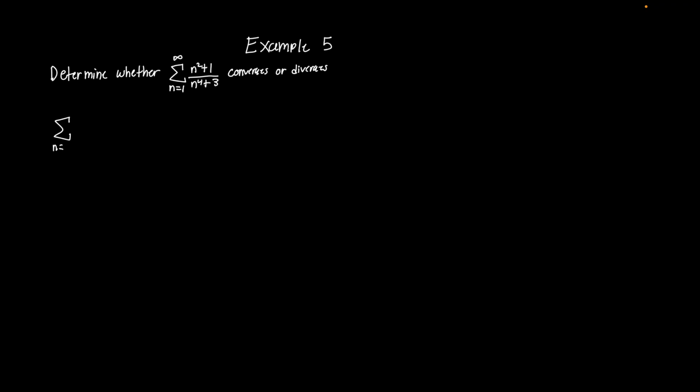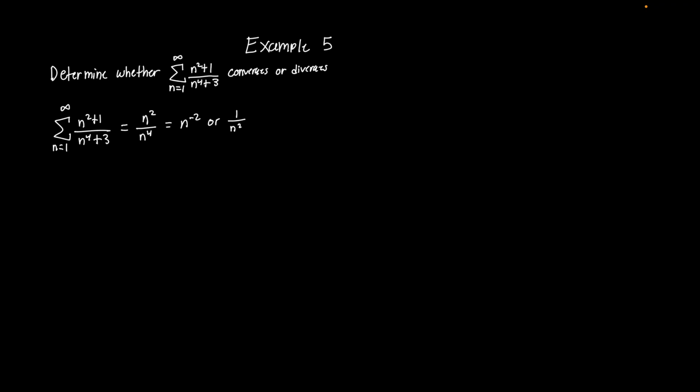So we have the sum from n equals 1 to infinity of n squared plus 1 over n to the 4th plus 3. As we approach infinity, these plus 1 and plus 3 don't matter, right? So it's going to behave something like this. Only these terms matter. And when you divide exponents, you subtract them. So this is 2 minus 4, which is equal to n to the negative 2, or 1 over n squared. So we're going to be comparing this to 1 over n squared, because that's what this whole thing behaves like, right?